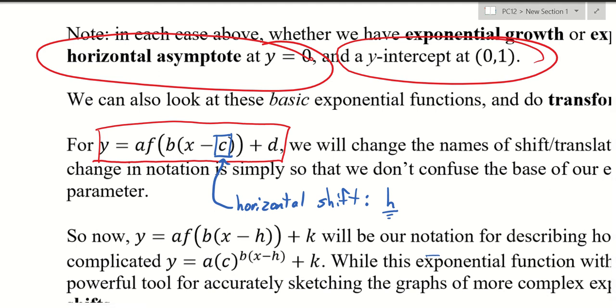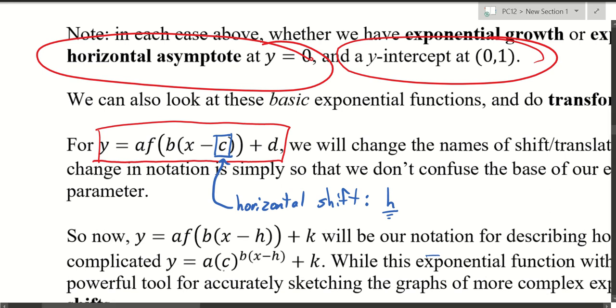And the reason for this is because with exponential functions, at least for this particular class, we are representing the base of our exponential with the letter c. And we don't want to get confused, right? We don't want the letter c to represent two things. We don't want the letter c to represent the base of our exponential function and the horizontal shift. That would be so confusing. So we are just going to change the name of our horizontal shift parameter.